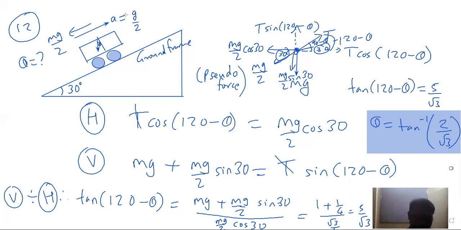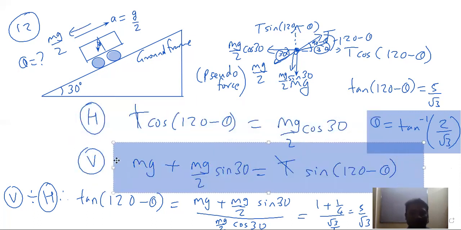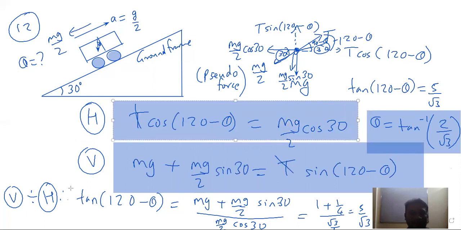So in this case, the train is moving up the incline, so pseudo force acts down the incline direction. Then we have this bob and its tension T, mg, and other component which is pseudo force mg by 2. So we resolve the forces along horizontal and vertical by geometry, and we will get this horizontal equation and vertical equation. So if I divide these two equations, vertical divided by horizontal gives tan of 120 minus theta, which comes out to be 5 by root 3. And by mathematics, theta comes out to be tan inverse of 2 by root 3.